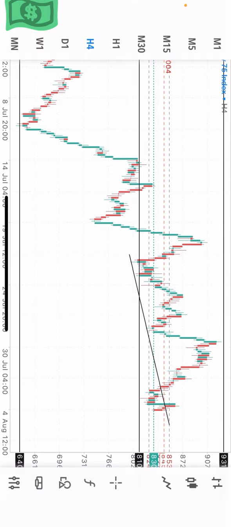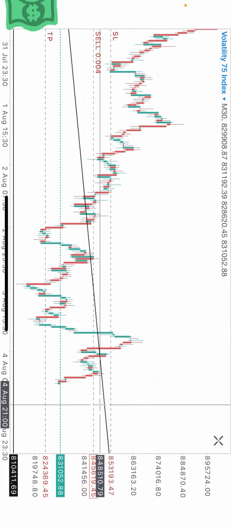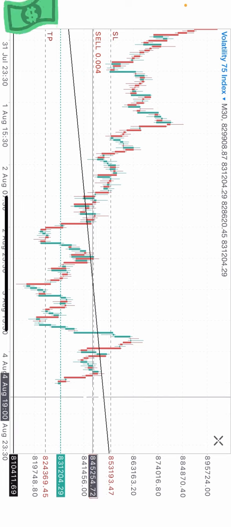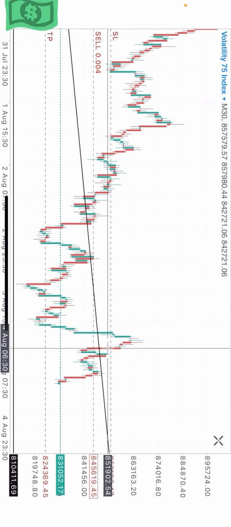So to look for an entry, I had to switch to a lower time frame, and I noticed the retest proper. You can see this is where I took my sell. You can see my sell already, and then my stop loss above the previous structure here.